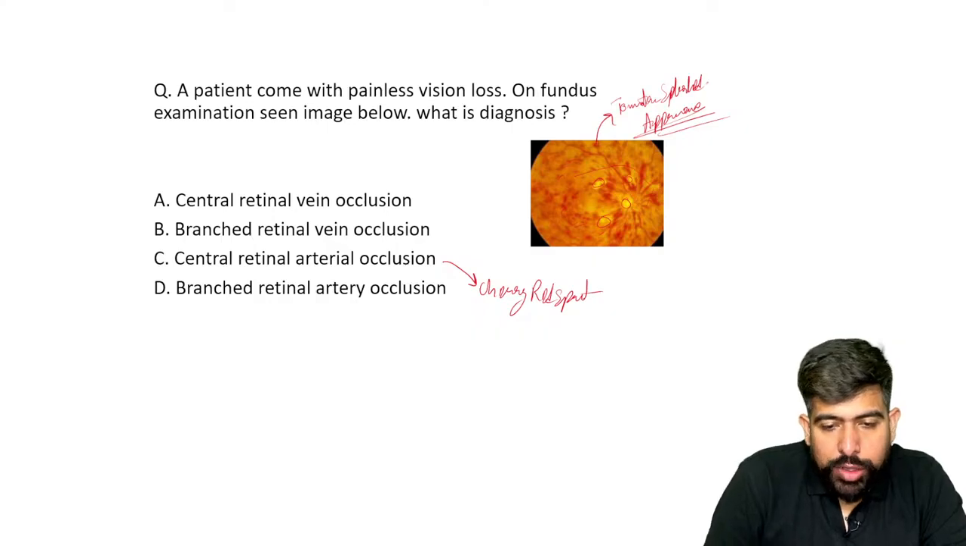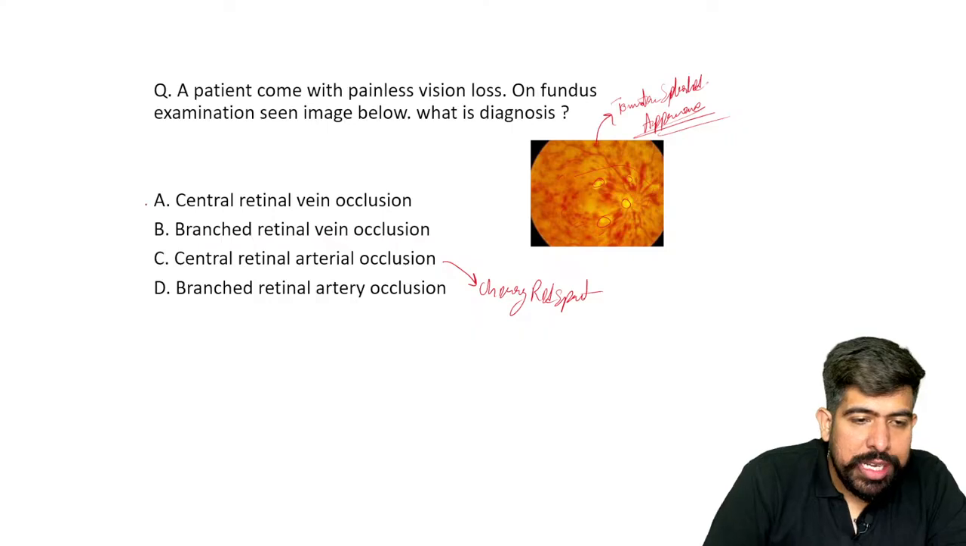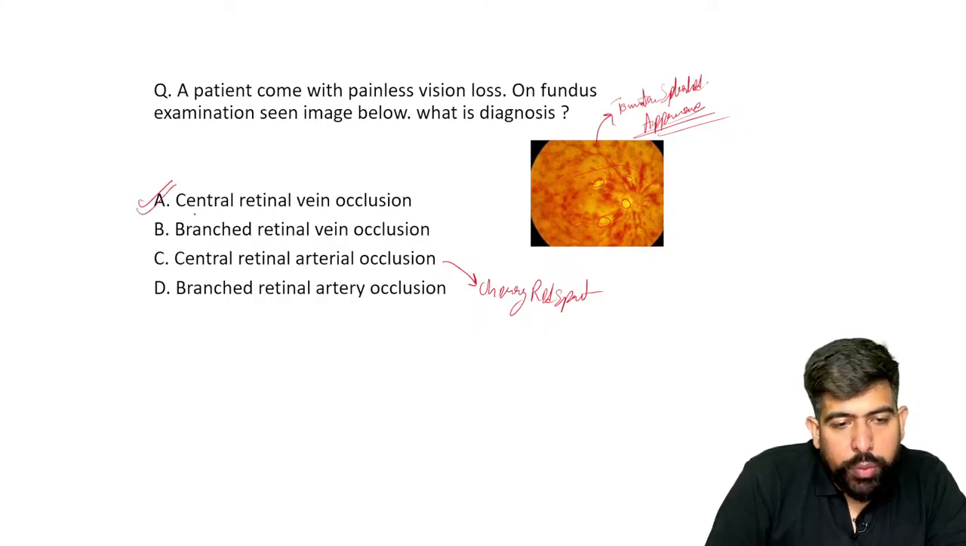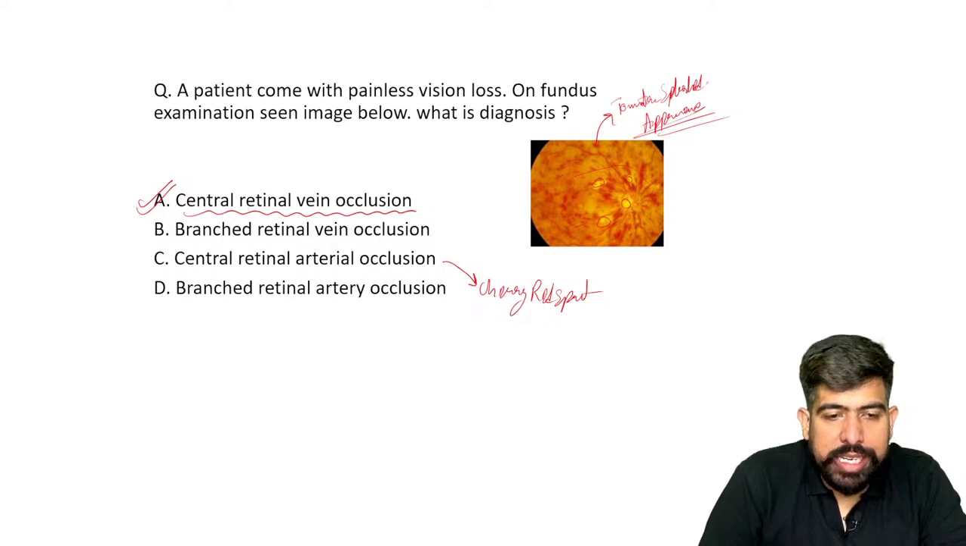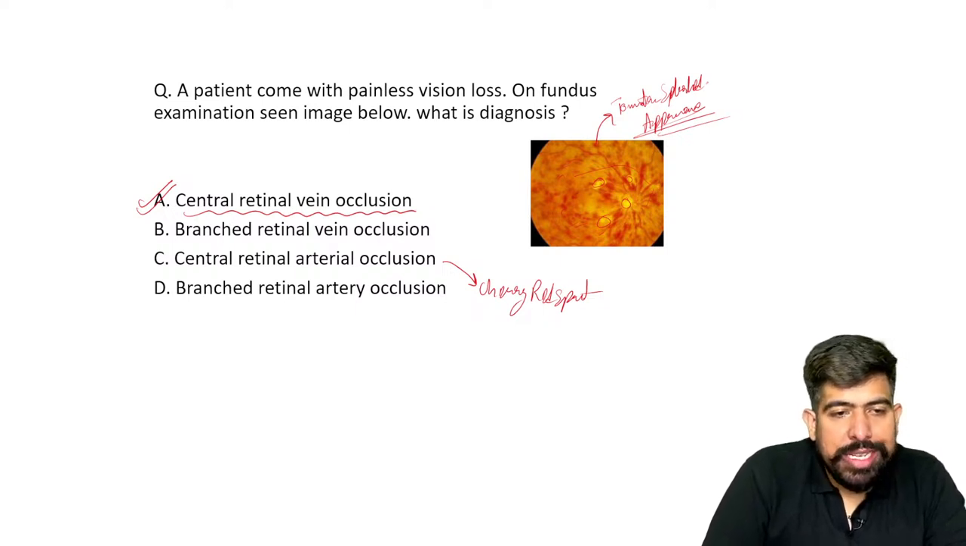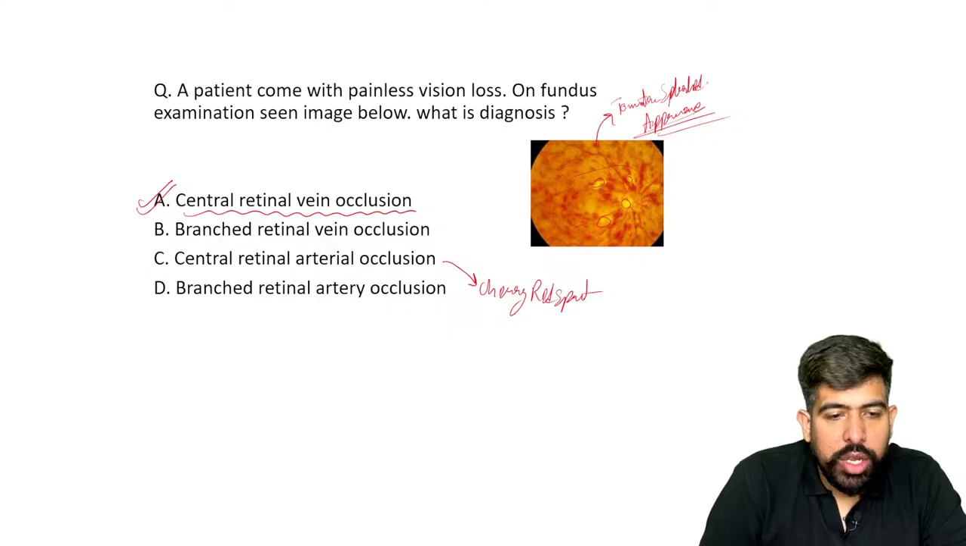But what is the tomato splashed appearance? Where will it be seen? Yes, it will be seen in your central retinal venous occlusion. Okay, so where will it be seen? It will be seen in central retinal venous occlusion. Clear, guys?